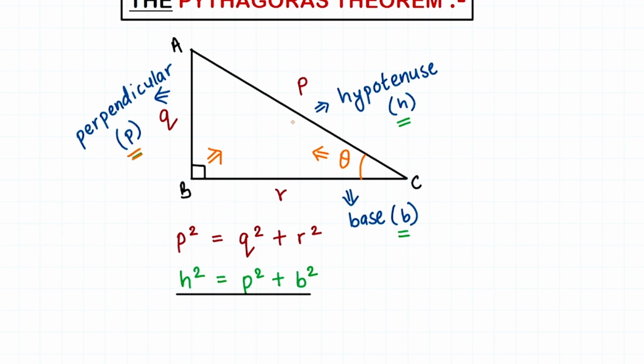Now that we know the terms hypotenuse, perpendicular, and base, we usually write the Pythagoras theorem as H square equals P square plus B square. Now let's look at an example, okay?